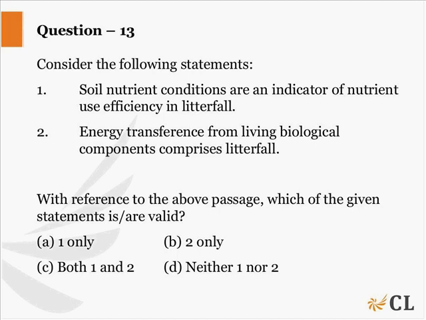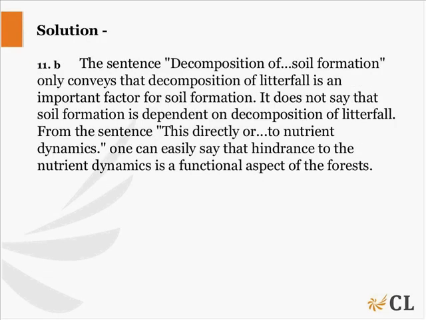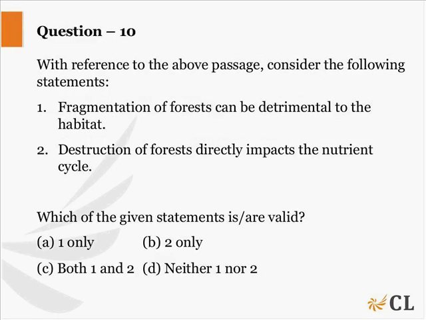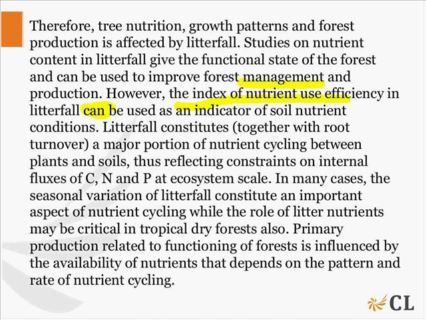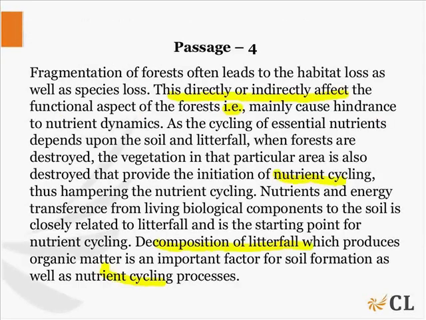If I look at the second one, which says energy transference from living biological components comprises litter fall, what do I have to find? In the passage I have to find the word energy transference. So wherever that is, let's try to find out. Yeah, we find it here and it says nutrients and energy transference from living biological components to the soil is closely related to litter fall and is starting point for nutrient cycling. Okay, so the word to note out here is closely related.